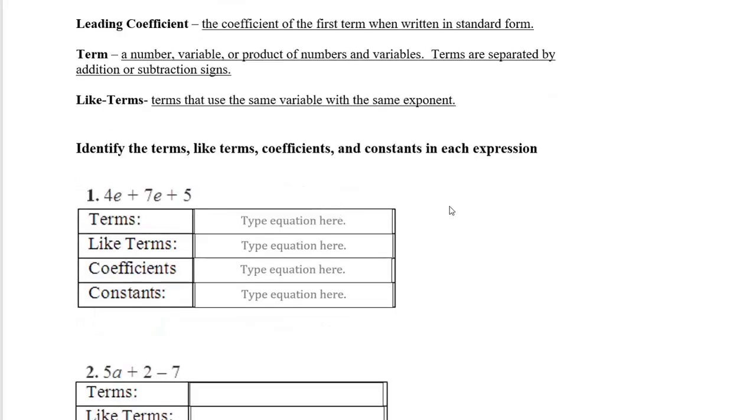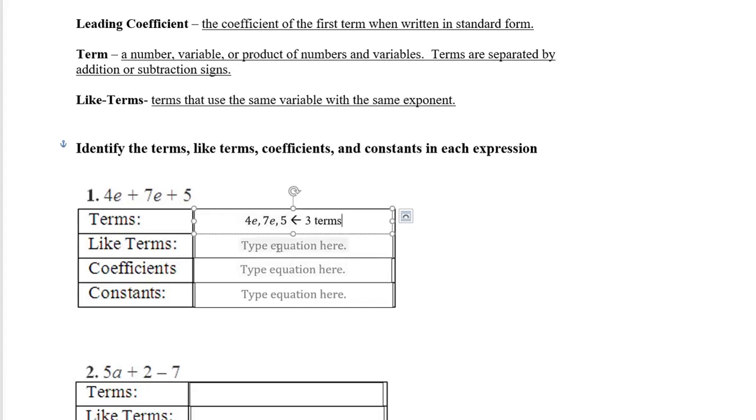All right, here we go. So the terms, how many terms are there in this expression? Good, I can see why you'd say that there are 3. There's 4e, there's 7e, and there's 5. So that would be considered 3 terms.